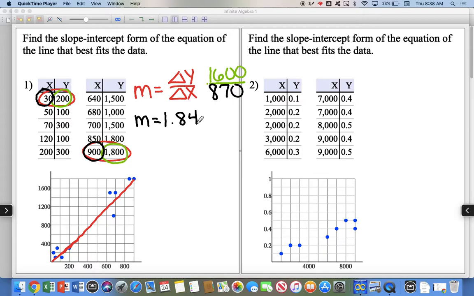Alright, and then the second part, we said we like our equations. This is the easiest form for a line that we have. So our slope is going to go in here.